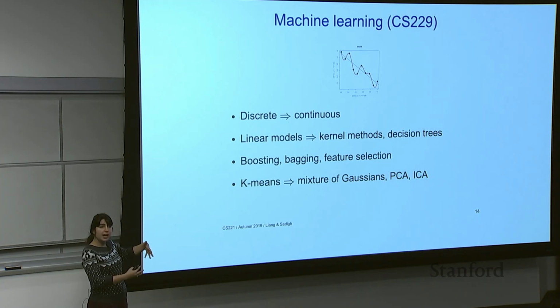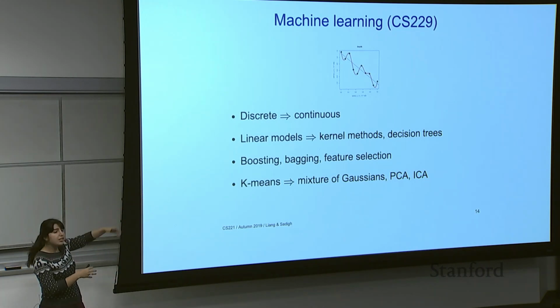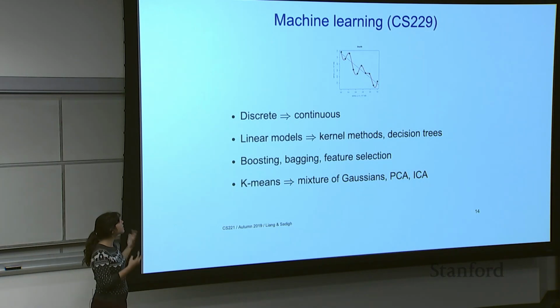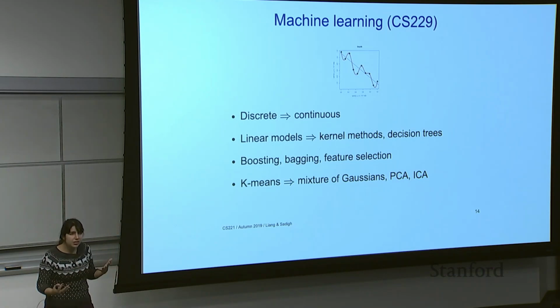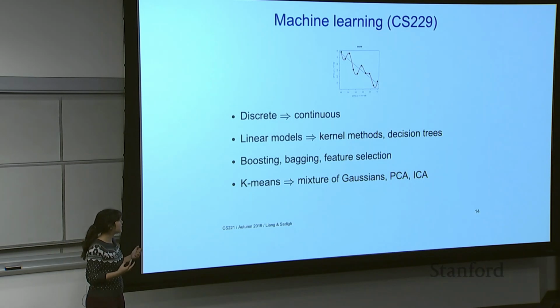And some of the ways that it is broader and more general than what we have discussed in the class is, first off, in this class, we talked about discrete actions and discrete time, discrete action and state type systems. 229 is going to cover a more broader set of models where you're actually thinking about continuity a little bit. We talked about linear models. 221 will talk about kernel methods, decision trees, boosting, bagging, feature selection, all these sorts of different types of algorithms and models that are going to go beyond what we have discussed in this class. We talked about k-means. They're going to talk about a broader set of clustering algorithms like mixture of Gaussians, PCA, ICA, all these sorts of things.